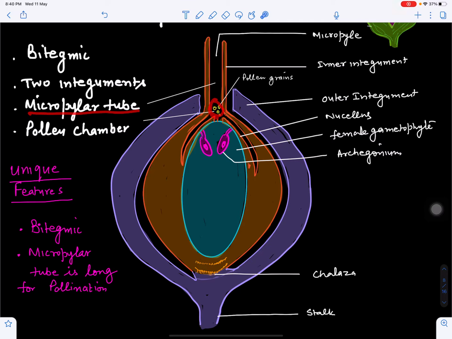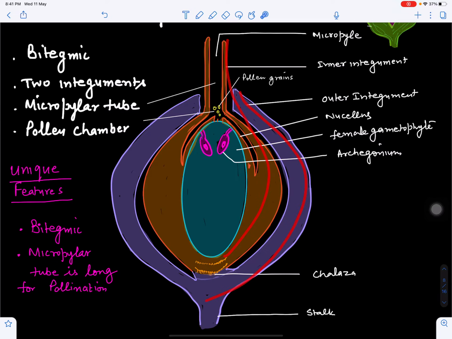And this floor of the micropylar tube receives the pollen grains, which are released from the male cone of Ephedra after pollination. These pollen grains reach here by means of wind. This is called the pollen chamber. This is the micropylar tube, which is long, and this floor of the micropylar tube is called the pollen chamber, which receives the pollen grains. And this part is the nucellus, covered on the inner side as well as toward the outer side by integuments.